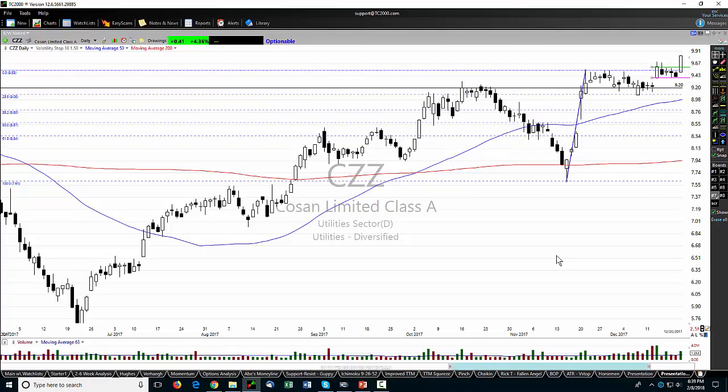I thought that today we would use a CZZ trade, Cozen Limited Class A, that I had laid out back in December. I have backdated the chart, moved it forward so we can't see the most recent month, but I put on this potential trade setup back here on the first day that we closed above this breakout level from the most recent run-up.